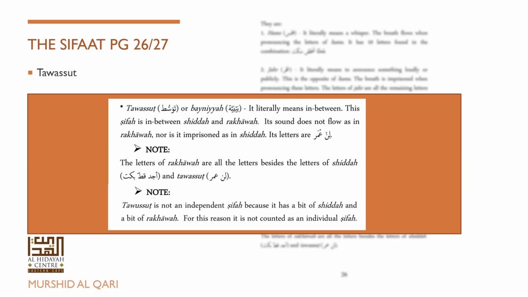So these 5 letters have somewhat of both the shidda and rakhawa. They're not as hard as shidda, they're not as soft as rakhawa. There's a little bit of both. As the author mentions in the note, the letters of rakhawa are all the letters besides the letters of shidda: Ajidu qatin bakat, and tawassut. So you're not going to add the tawassut letters, lin umar, to any one of them.